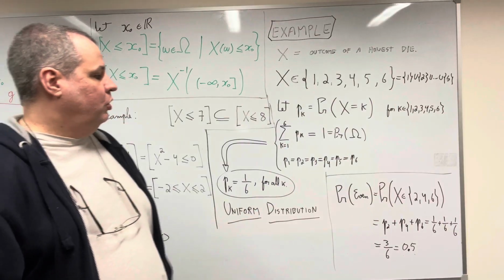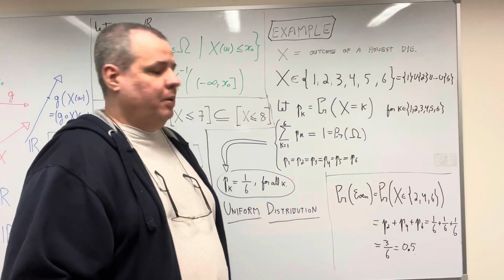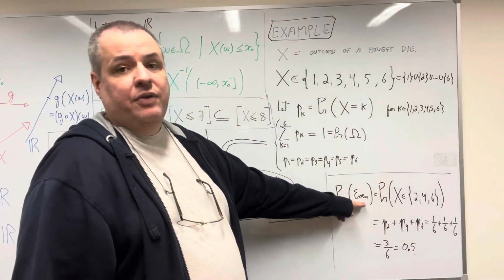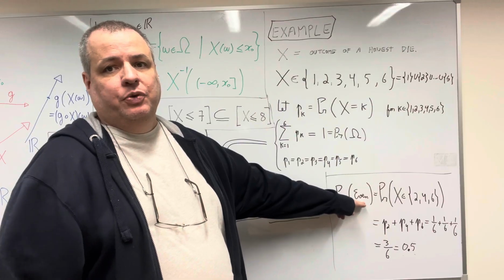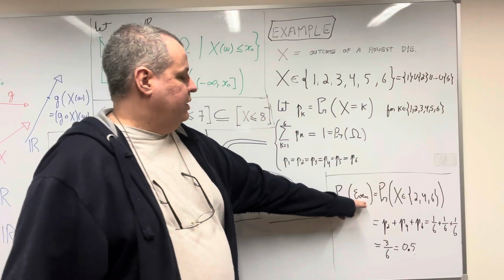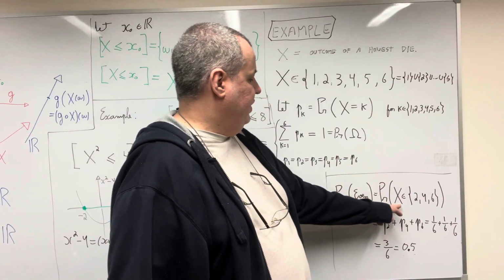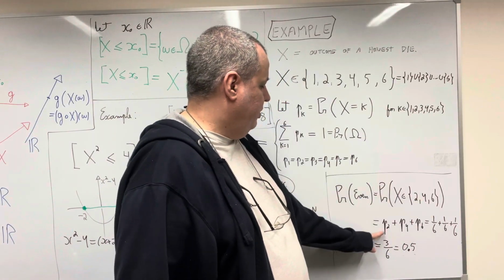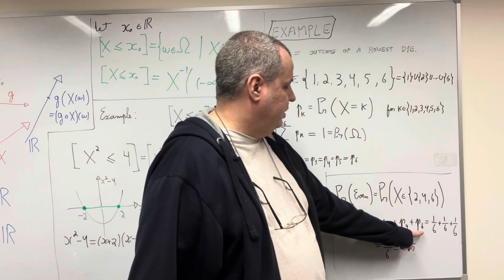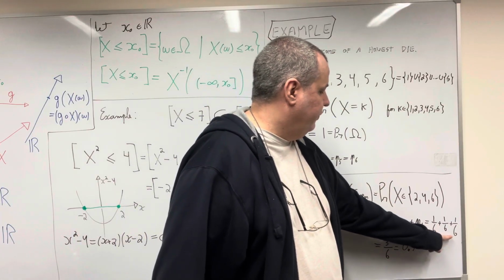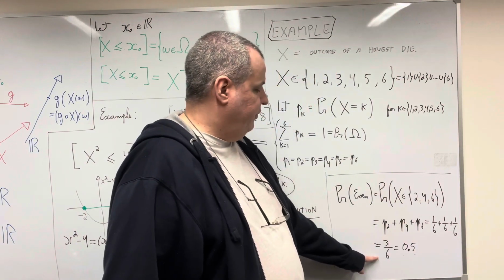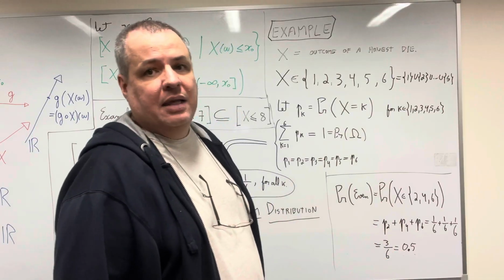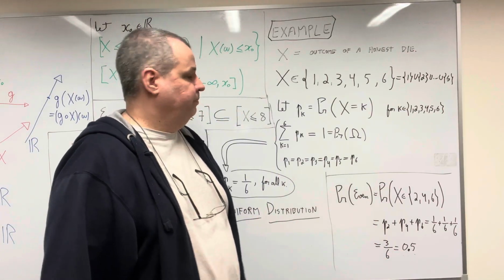Okay? So, quick problem here to finalize. What's the probability that we have an even outcome when we throw an honest die? So an even outcome means the outcome is either 2, 4, or 6. That's the probability of 2 plus the probability of 4 plus the probability of 6. Each one of them is 1 over 6. So we have a total of 3 over 6, or 1/2, 0.5 as the probability. Okay?